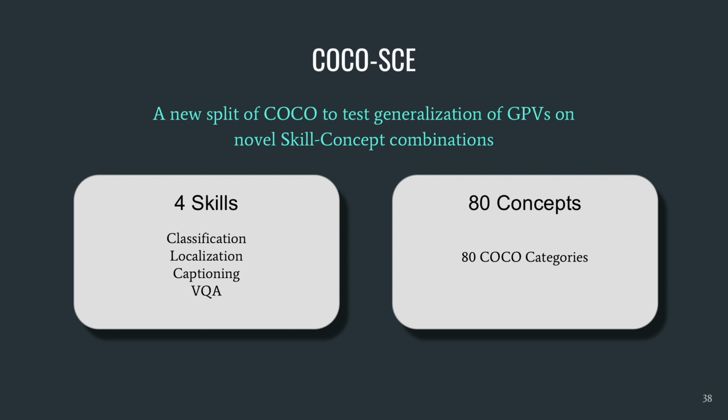To evaluate skill-concept generalization, we have created the COCO-SCE dataset, a new split of COCO that explicitly tests for performance separately for both seen and novel skill-concept combinations across 4 skills and 80 concepts.